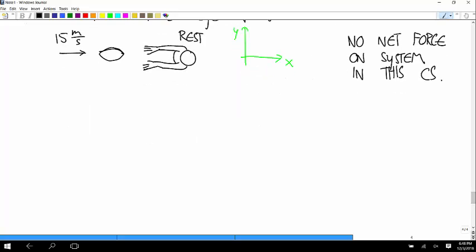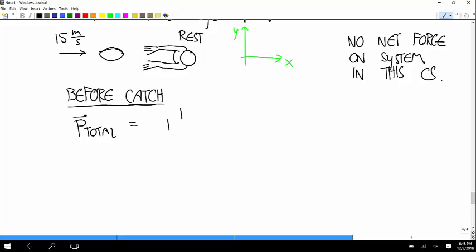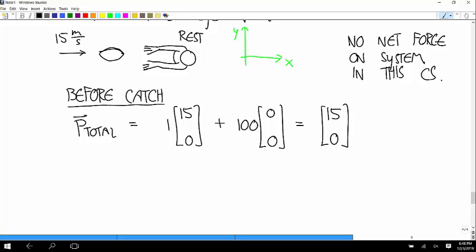And so now we can calculate before the catch, before the collision, the total momentum. It is 1 kilogram times the velocity vector 15, 0 plus 100 kilograms times the velocity vector 0, 0. And so before the catch, you just have a total momentum of 15, 0 kilogram meters per second.